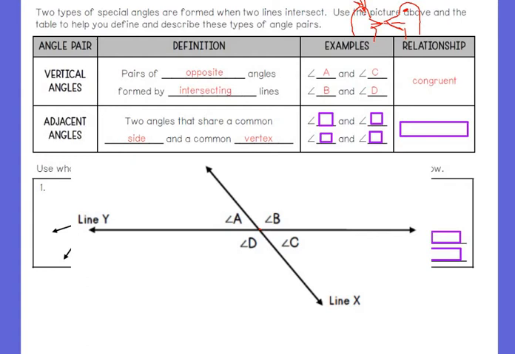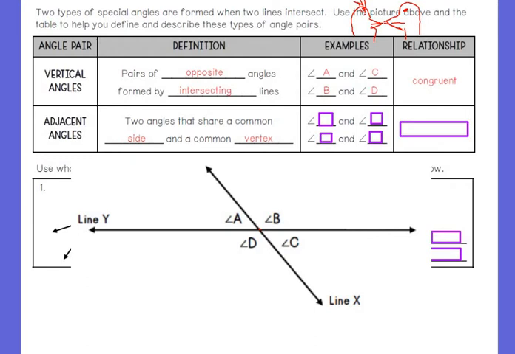Okay? Audrey. You're adjacent with Audrey because you have to sit next to her. Audrey's adjacent to Zach. And Zach would be adjacent to Ava. Ava's adjacent to Johnny. You're adjacent to Johnny. Okay? Those are adjacent angles, who you're sitting next to in class.